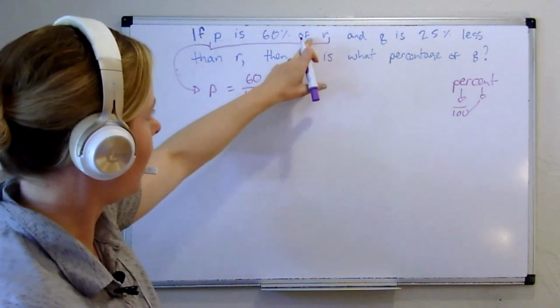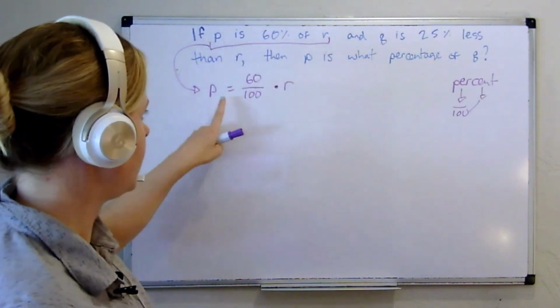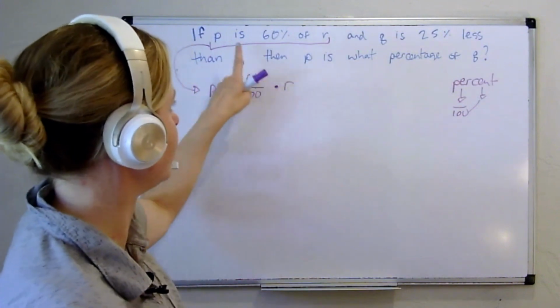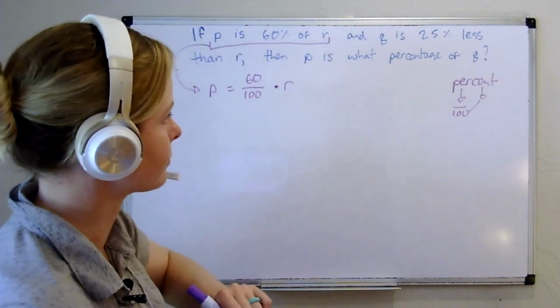And then we get of, which translates to multiplied by R. So P equals 60 over 100 times R. Pretty simple and very checkable if you just do it word by word across the page. It sets up beautifully into your equation.